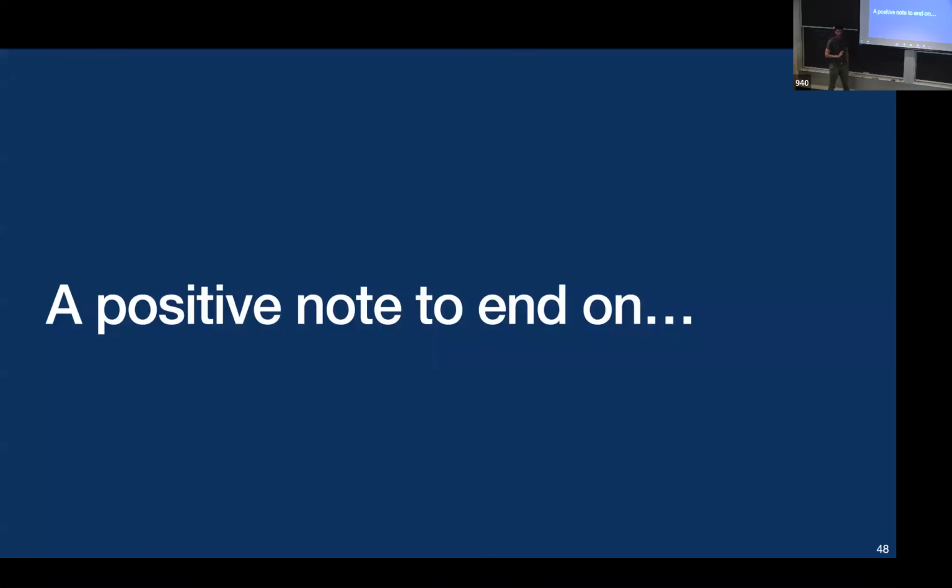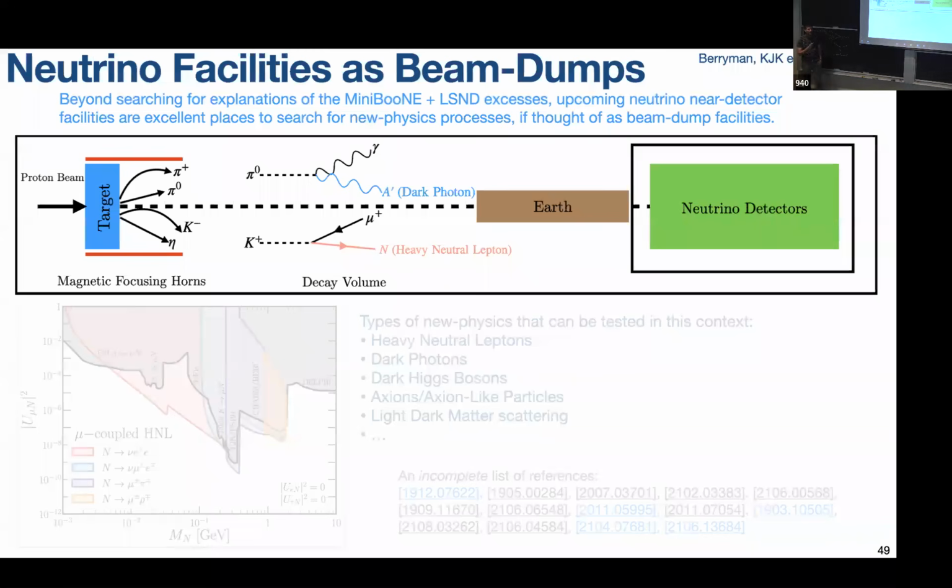I put a bit of a wet blanket on a lot of these results over the last hour, putting scrutiny on them. All this is to say, I still think that the future of these neutrino experiments, especially these Earth-based ones, is really bright. I think one key thing that people have started tuning into over the last few years is using these facilities, especially these really rich detectors with this great particle ID, using them effectively as proton beam facilities. And so one class of models that you could look for in these facilities is long-lived particles.